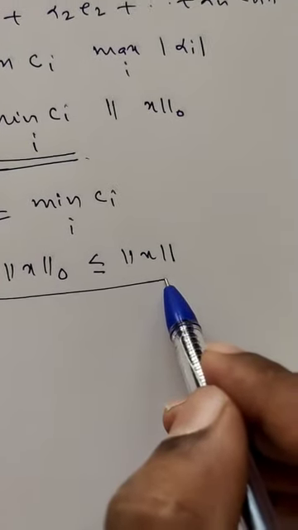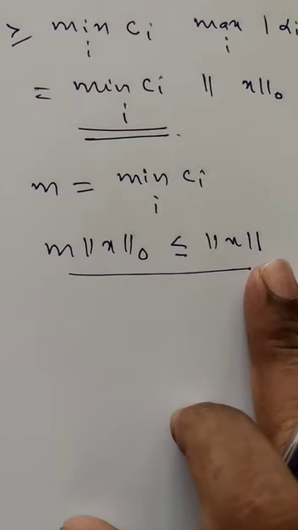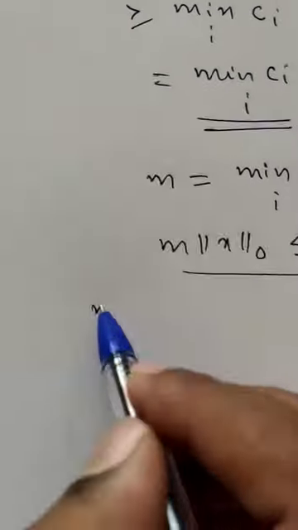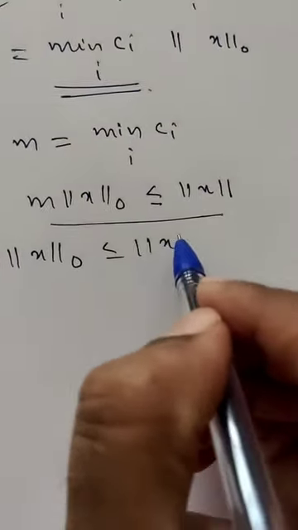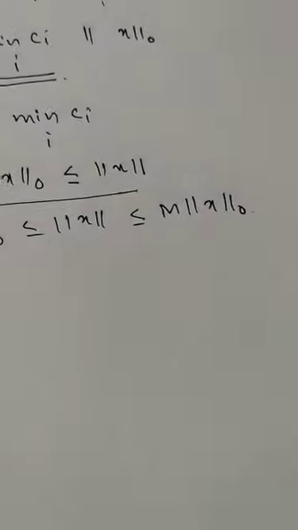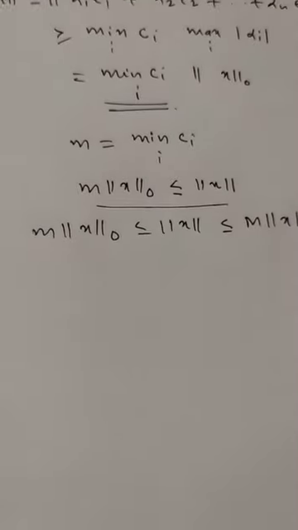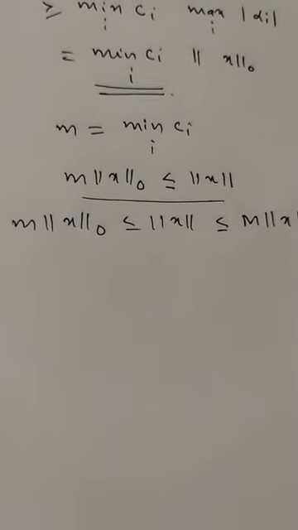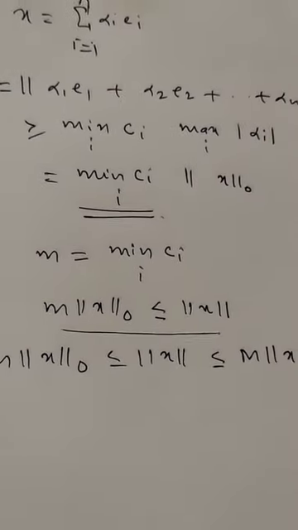Okay. So proving the right hand side is a very simple task, and now we have proved the left hand side also. Thus we have norm of x naught less than or equal to norm of x, which is less than or equal to m times norm of x naught. Okay. Therefore, all norms are equivalent. On a finite dimensional linear space, all norms are equivalent. Okay, yes, this is a very big result and it's interesting also. Thank you.